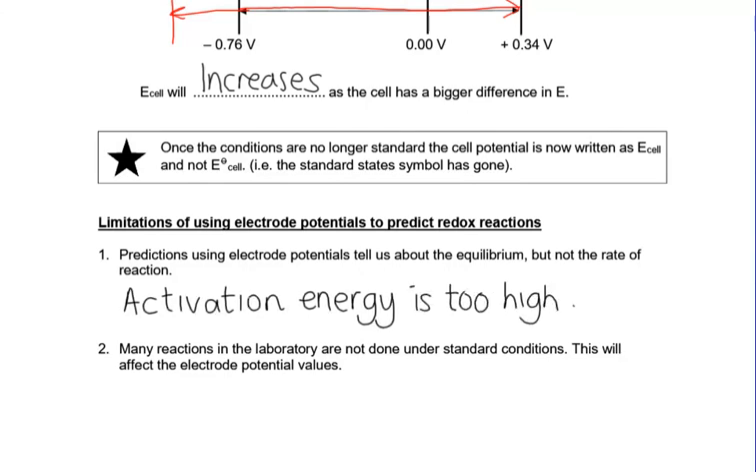And so our rate might be too slow. And also we might not do them under those standard conditions, quite hard to maintain those, so they might not be the right values anyway.